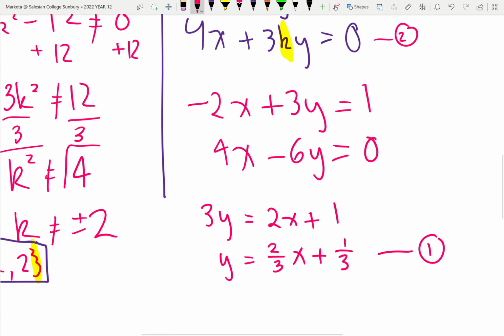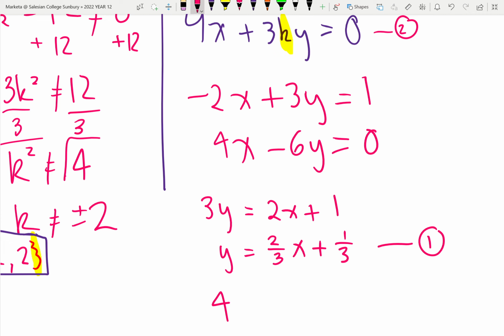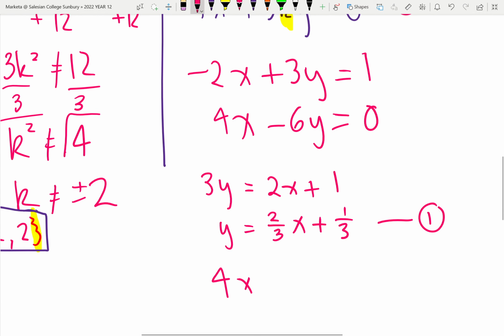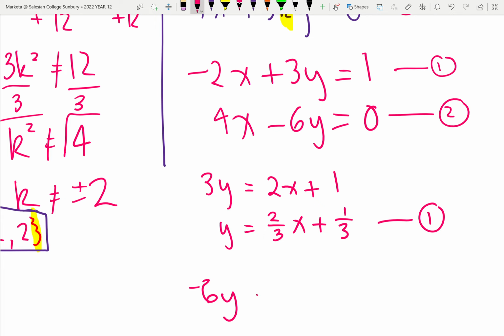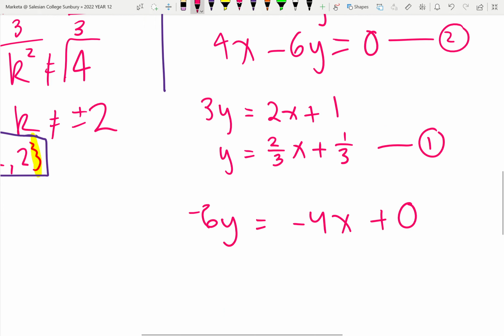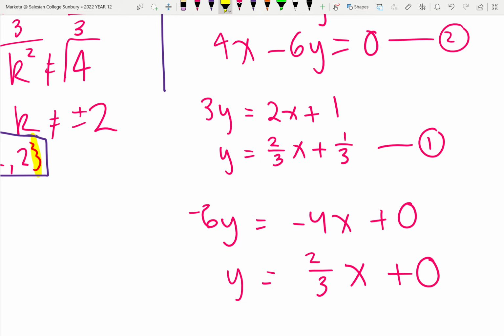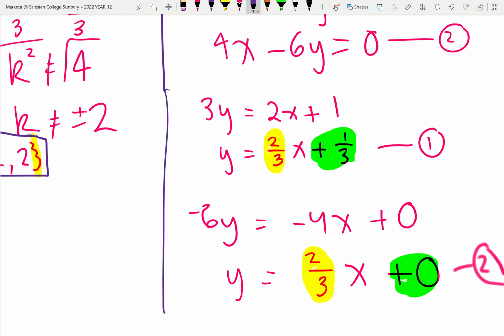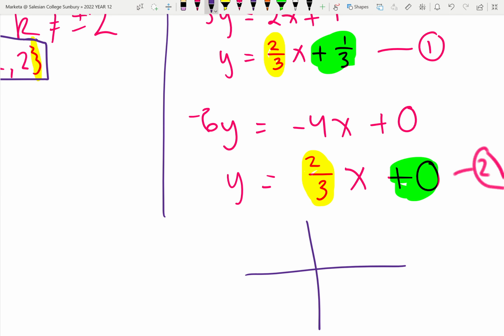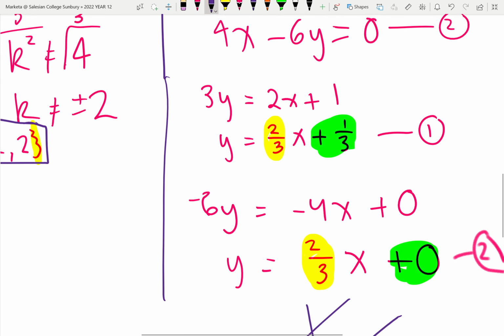And the second equation, we're subbing negative 2, yes. So we're going to have 4x, no, sorry, I've already subbed it in. So now I just have to rearrange. This is equation 2 here. So I'm going to get neg 6y equals neg 4x plus 0, and y equals 2/3 x plus 0. And what we see here is that our two equations, equation 1 and equation 2, the gradient is the same, but the y-intercept is different. If we look back to what that means in terms of our table, different y-intercept but the same gradient, we're going to get parallel lines. So this is for no solution.